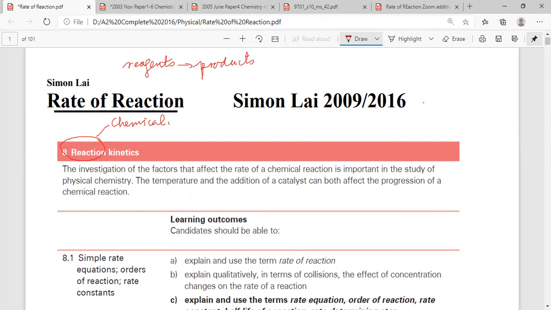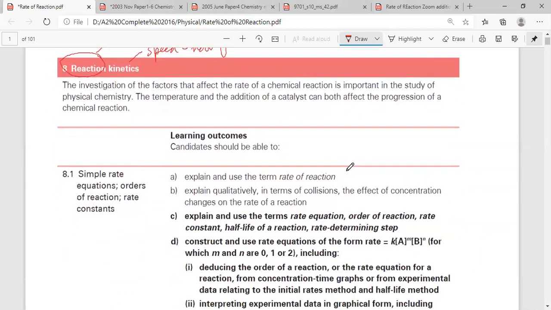Now, of course, kinetics means it has velocity, it has speed. So we talk about how fast. How fast is a reaction proceeding? Of course, in this case, we talk about rate of reaction, the reaction being a chemical reaction. Rate means how fast or how slow. Okay. So we look at the first one here.